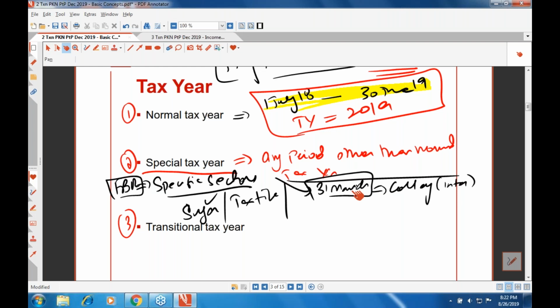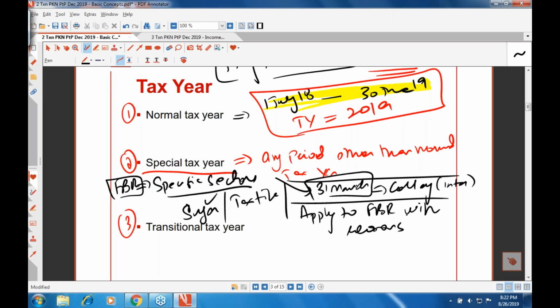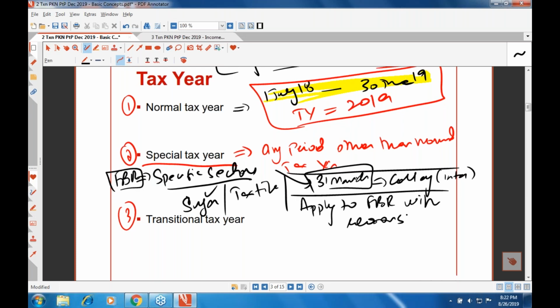So basically, any company, any individual, any person can have a different tax year. For that you'll have to apply to the FBR with your reasons for why exactly you want to change this. If the FBR considers it an appropriate reason, they are going to adopt the change. So the special tax year is any period other than the July to June tax year.